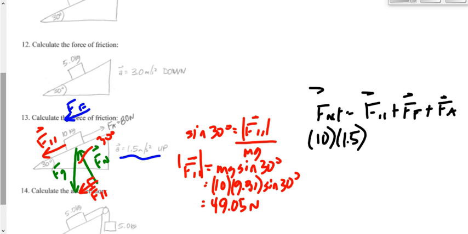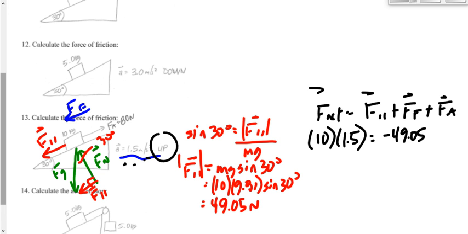How come it's negative? Am I going down the hill? Let's look at it here. Acceleration is 1.5. So it's a positive value, isn't it? Yeah, it's positive up the hill. F parallel is down the hill. We're going to make that negative 49.05.